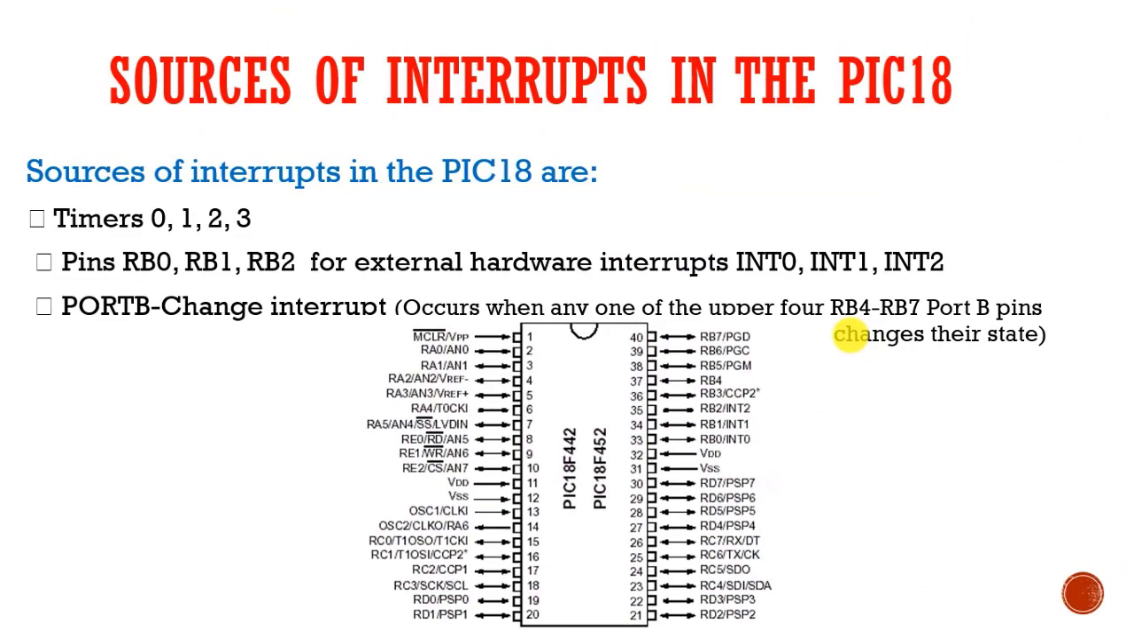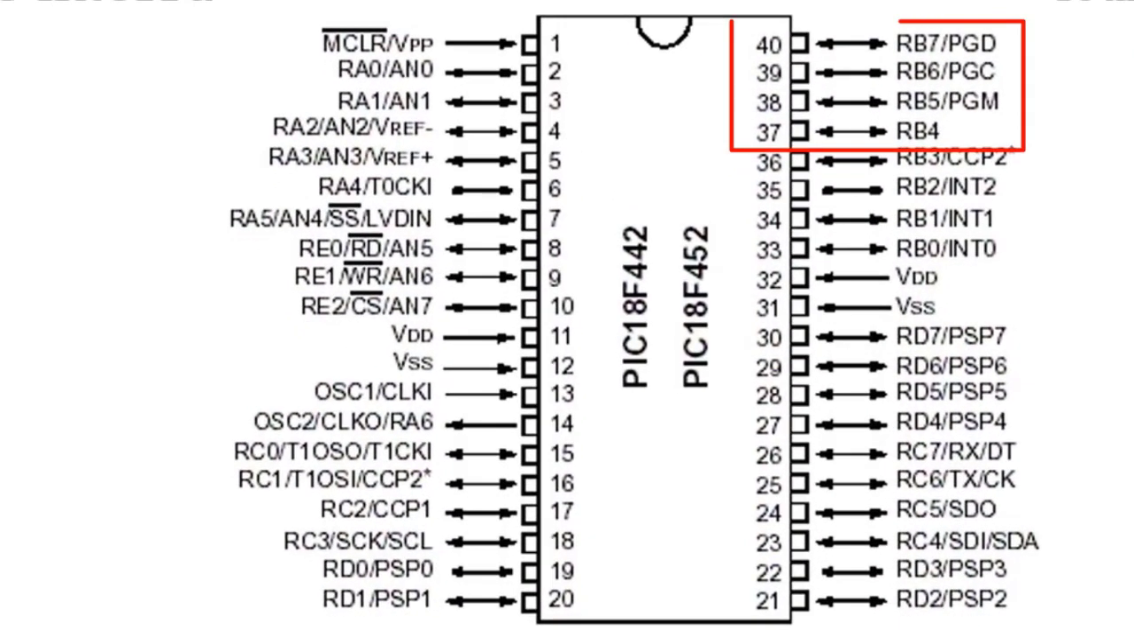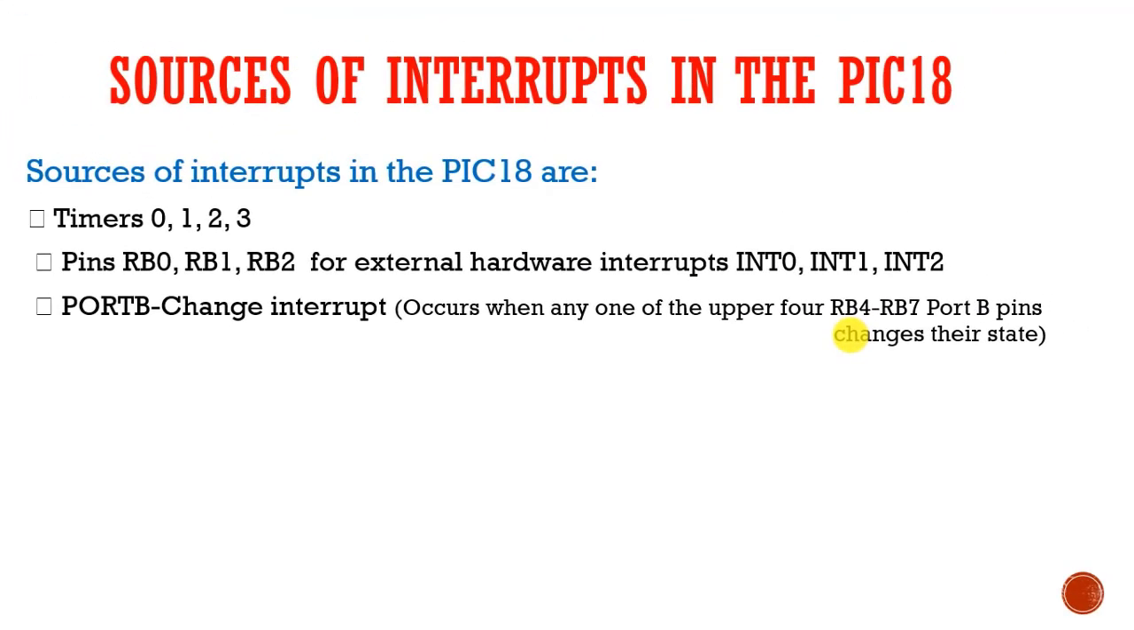Port B change interrupts: you can see that there are 4 pins RB4, RB5, RB6 and RB7 that are dedicated for a change detection interrupt. So whenever there's a voltage difference that occurs on port B, an interrupt would be generated in the PIC18F452 if you have enabled the very specific interrupt enable bit for that port B change interrupt.